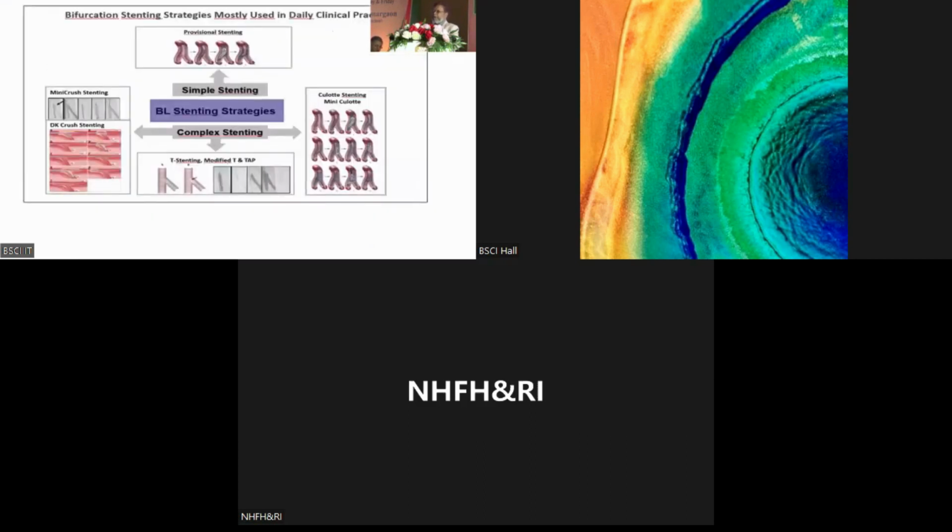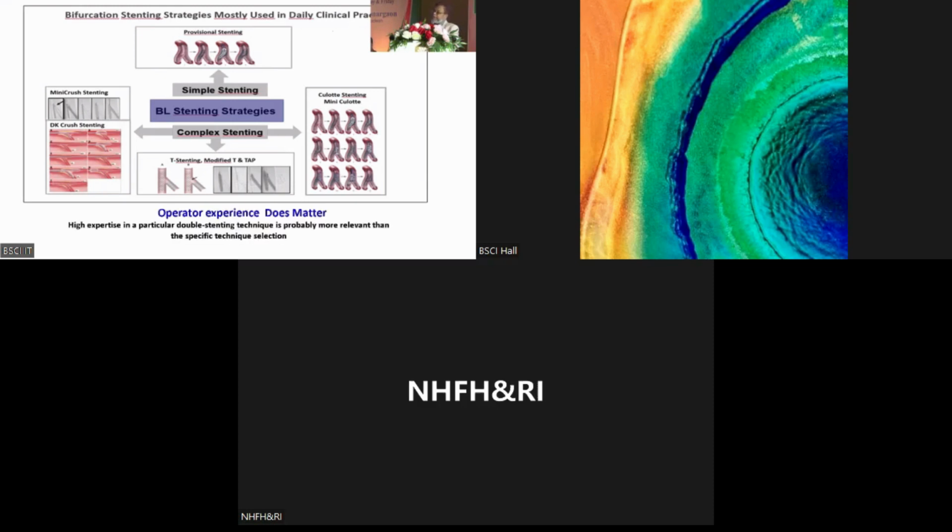And use of intravascular ultrasound, in particular in left main bifurcation, we usually prefer it. Regarding bifurcation stenting, as we know, there are different techniques: simple stenting strategies and complex stenting. Complex stenting includes DK crush stenting, T stenting, modified T and protrusion (TAP), and culotte. Nowadays we also like DK culotte, and later on we have reached DK mini culotte.